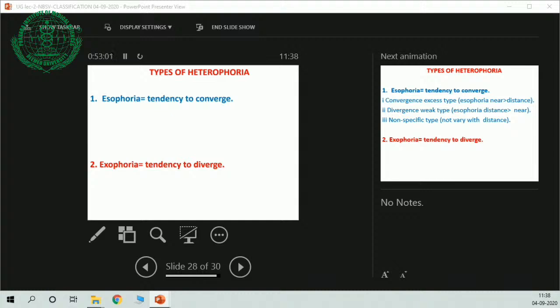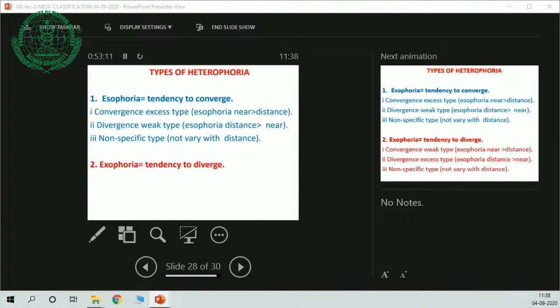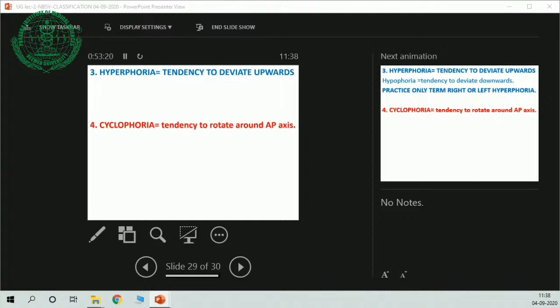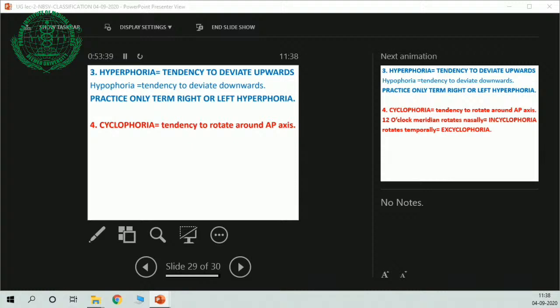So esophoria, tendency to converge. Exophoria, tendency to diverge. Types of heterophoria, and just now I have told you about convergence excess type, divergence weak, and all those things. Okay, this is usually good for your theory purpose, or you may write it down. Already we have discussed. Just I'm running through the slides. So hyperphoria, again, is a tendency to deviate upward, and cyclophoria, tendency to rotate around the anteroposterior axis. Don't forget the anteroposterior axis whenever we are considering cyclophoria. Yesterday we discussed the things in detail, so I will just run through.